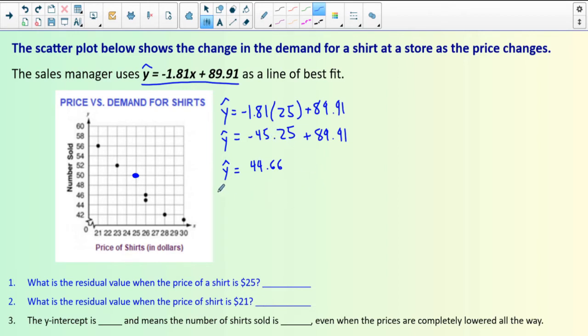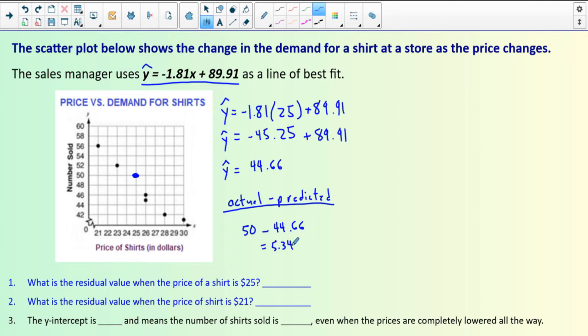So remember what we are going to do. This is the predicted value. To calculate the residual, I'm just subtracting actual minus predicted. That's it. So what was the actual value? It was 50, right? When it was $25, the number sold was 50. So I'm going to do 50 minus our predicted value, 44.66. Go ahead and subtract those. It's going to give us 5.34.